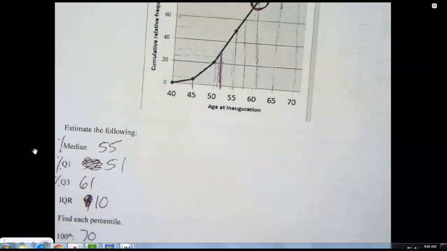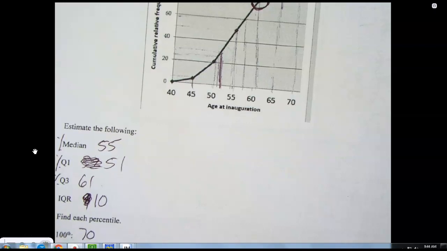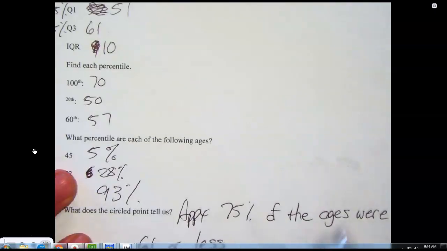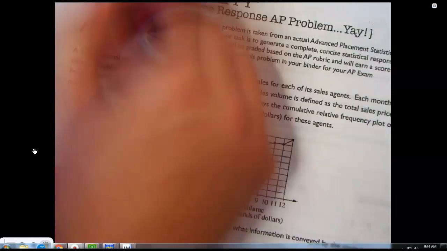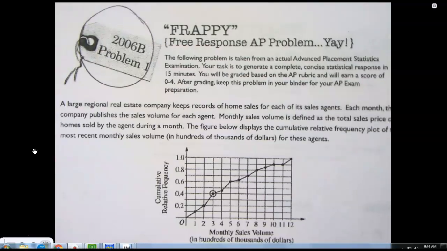You said 7. Okay. Make sure you have context on this last one. That'll be something easy to forget there. Any questions on how to read them or what we're doing? All right, in your packet, 2006B, problem 1, please.